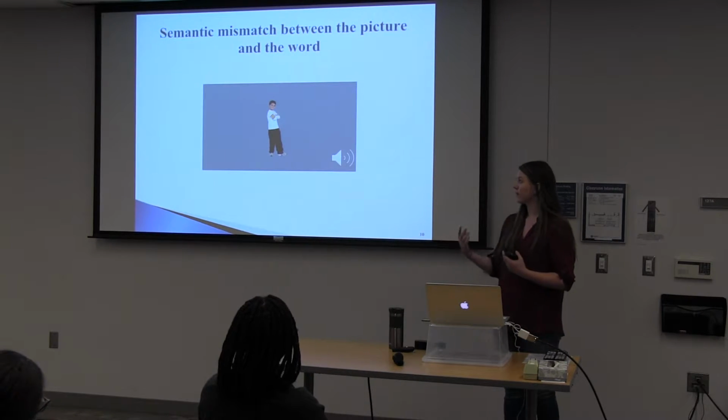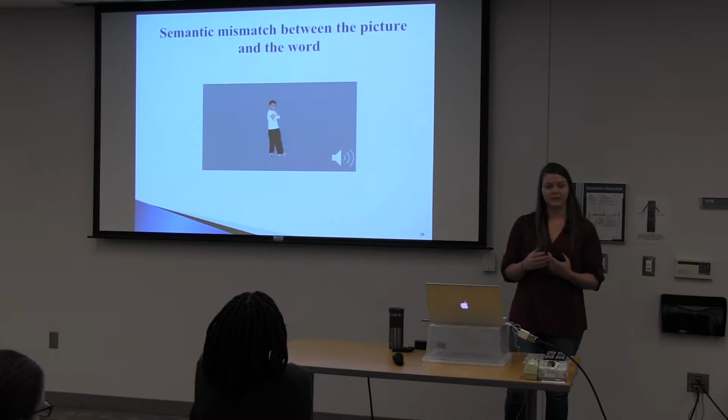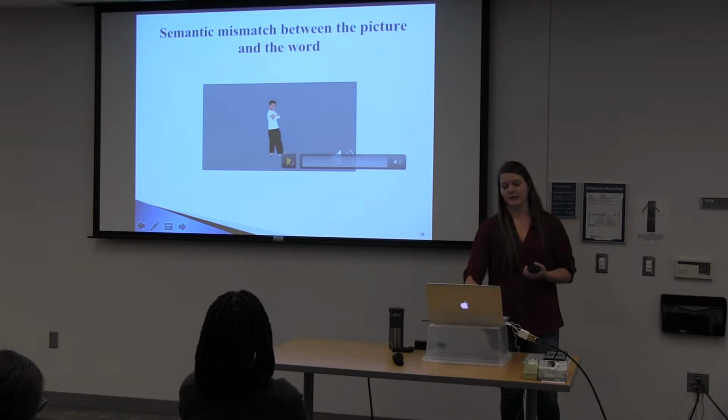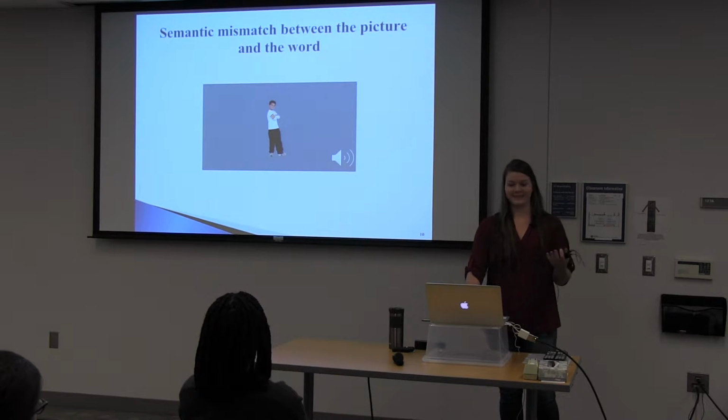And then, as another control, there is a complete semantic mismatch between the word and the picture. So they would hear something like this. Mountain. Which obviously is not correct.